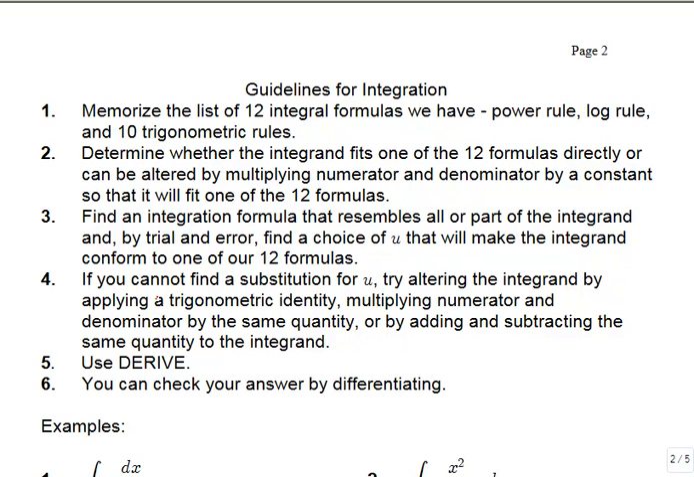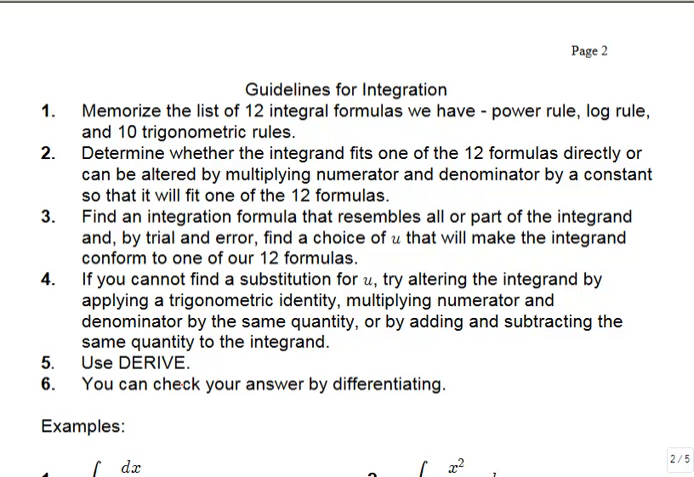Step 4, if you can't find a substitution for u, try altering the integrand by applying a trigonometric identity, multiplying the numerator and denominator by the same quantity like we did for the secant and the cosecant integrals we just did, or by adding and subtracting the same quantity to the integrand. If that doesn't work, then you have to fall back on some kind of computer algebra system like Derive or Maple or Mathematica.